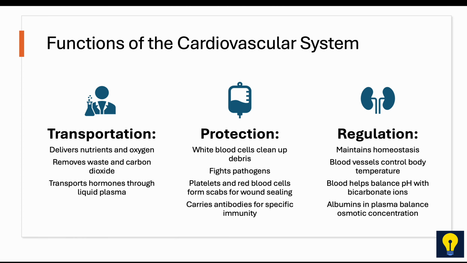Next is protection. How does the cardiovascular system protect our bodies? Well, the blood also contains white blood cells, which are the unsung heroes in our bloodstream. They act as a kind of cleanup crew and target cellular debris and combat any pathogens attempting to breach our immune system.